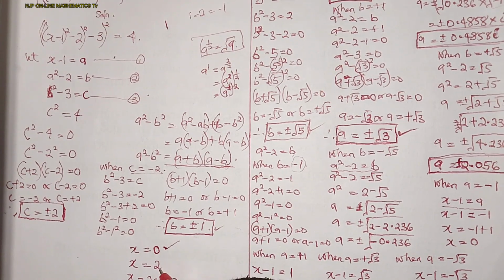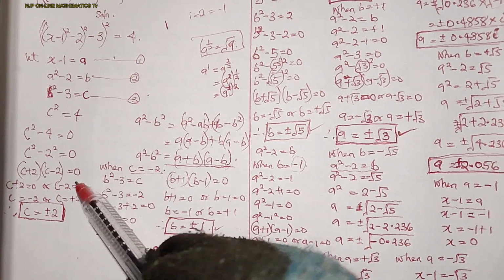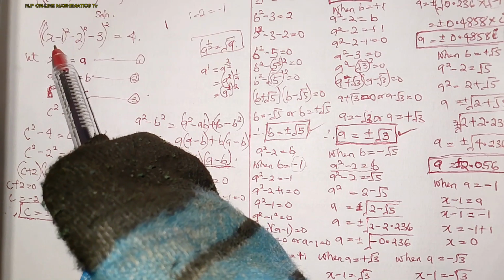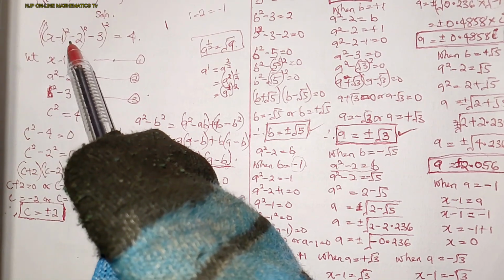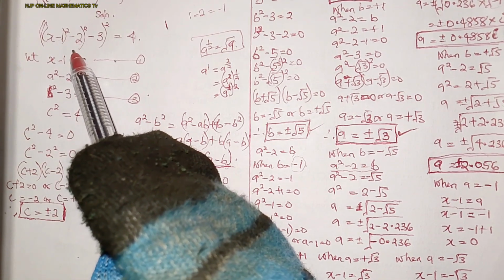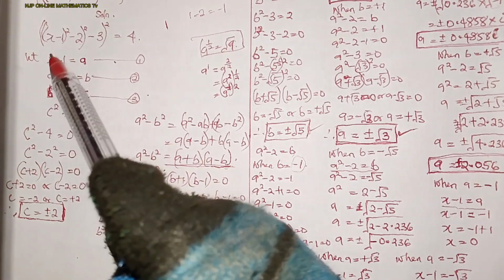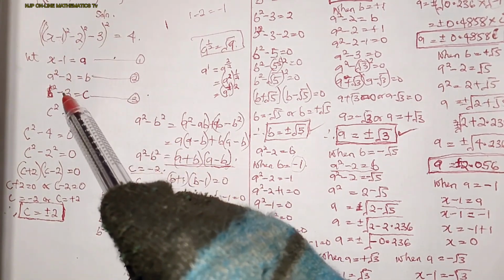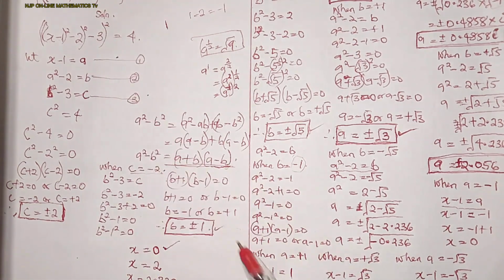So now let's substitute when x is 2. Here we have x minus 1. So 2 minus 1 is 1. If we square it, we have 1. Subtract 2 from the 1, we have a negative 1. We also square it, we have 1. And 1 minus 3 is a negative 2. And if we square it, we have 4.